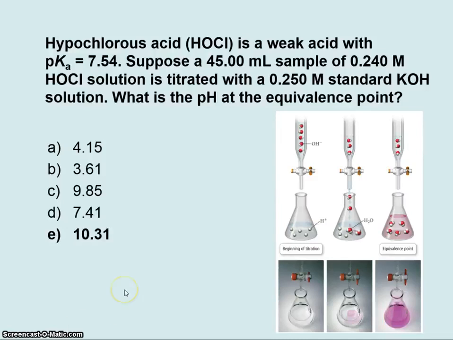Now the answer is 10.31. There are numbers I could eliminate right away, right? So I started off with a weak acid. I'm titrating it with a strong base. I know that at the equivalence point, I just have a conjugate base in solution, which means these two, which are acidic, I can eliminate. 7.41 is actually pretty close, so I might think about eliminating that.